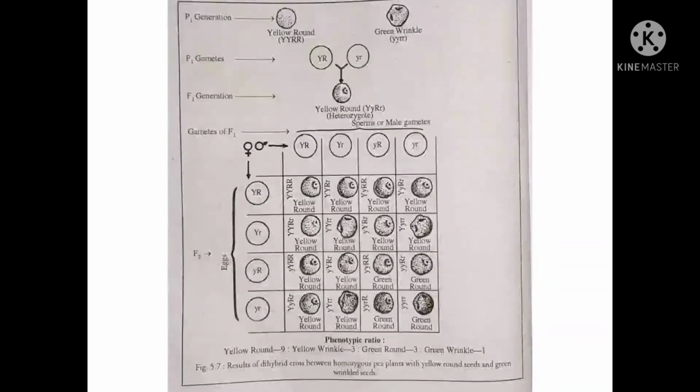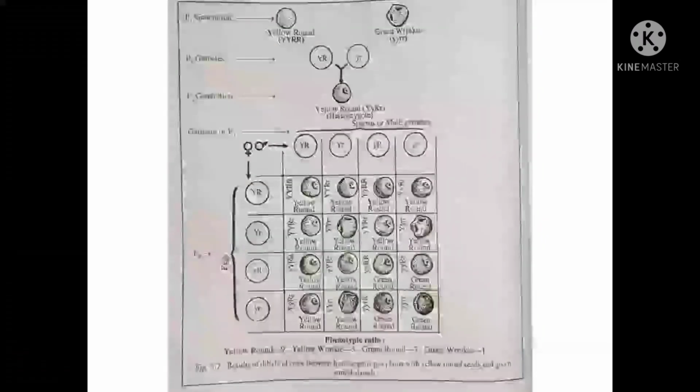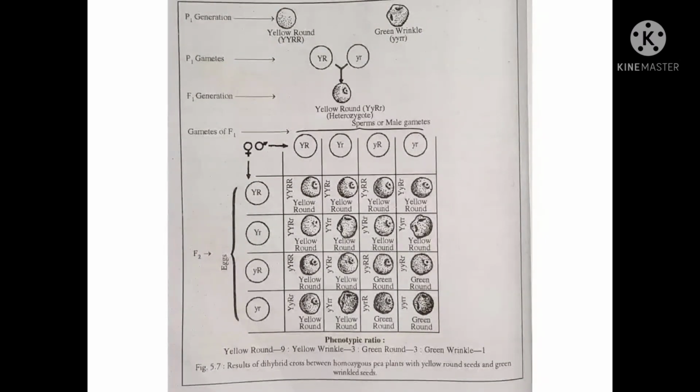Here, the pure yellow round plant with alleles capital Y capital Y capital R capital R, and the pure green wrinkled plant with alleles small y small y small r small r of the P1 generation produce capital Y R and small y r gametes, and they unite to form heterozygous yellow round plants of the F1 generation with genotype capital Y small y capital R small r.